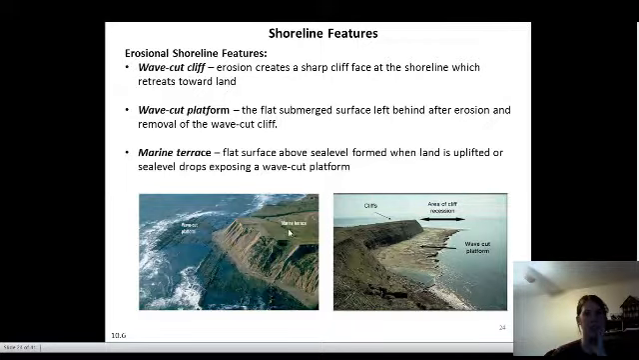You can also get a marine terrace. This is where a flat surface above sea level formed when land is uplifted or sea level drops, exposing a wave-cut platform. So this used to be a wave-cut platform before there was some sort of tectonic or climatic activity that changed the sea level there.